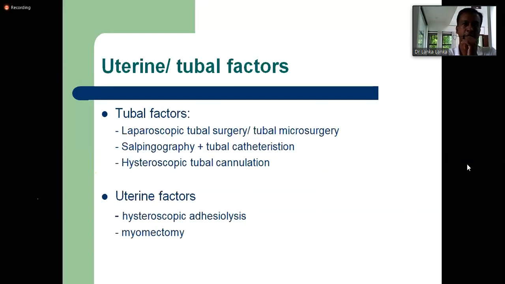Tubal factor, somebody having tubal factor subfertility. If both tubes are blocked, of course there's no chance of other forms of treatment. IVF is the choice. But microscopic tubal surgery like cannulation and reconstruction can be done, but the failure rate is much higher. Then uterine factor: if there's adhesion, hysteroscopic adhesiolysis you can do. If there's a submucous fibroid, myomectomy will improve the fertility rate.